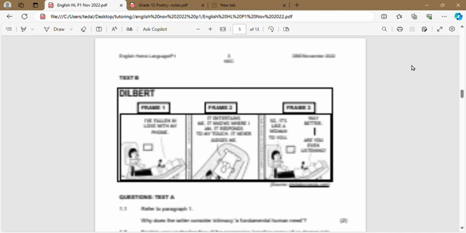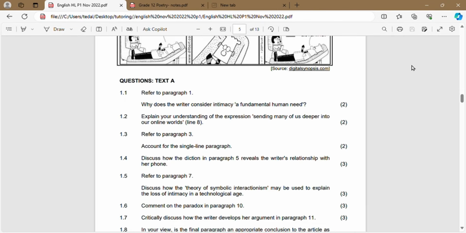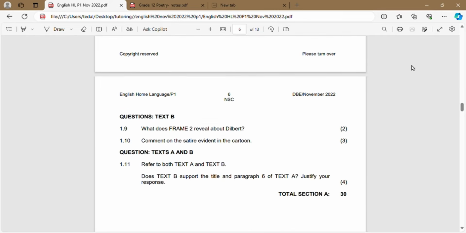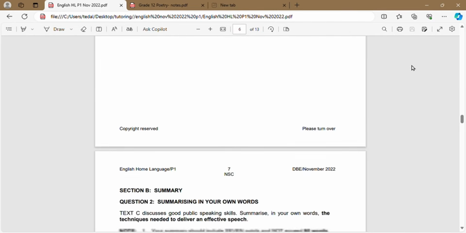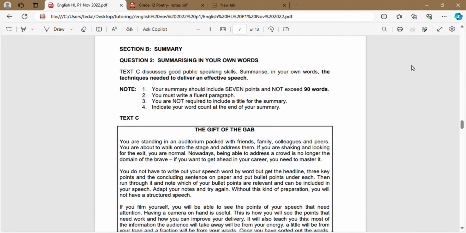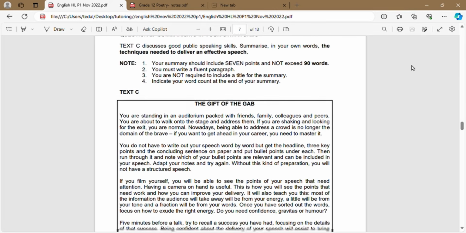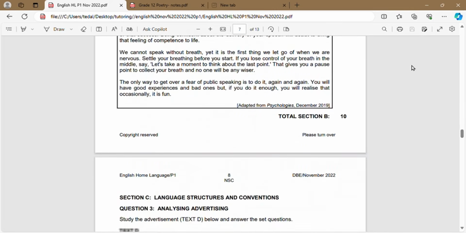And then section B is your summary. They give you the notes, like things that you have to take note of. And they give you the text that you have to read. And there you will summarize.